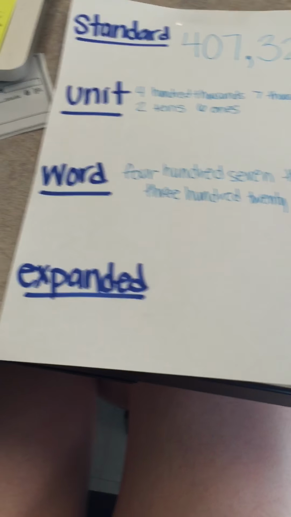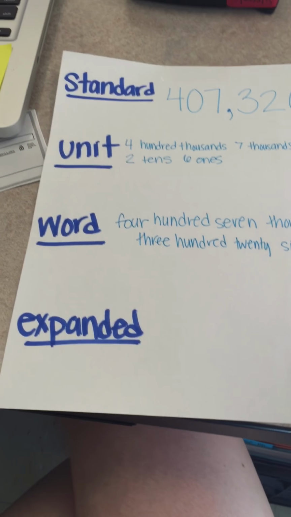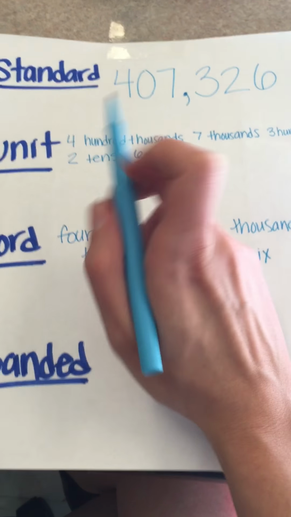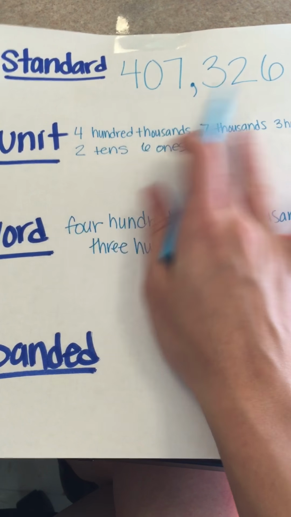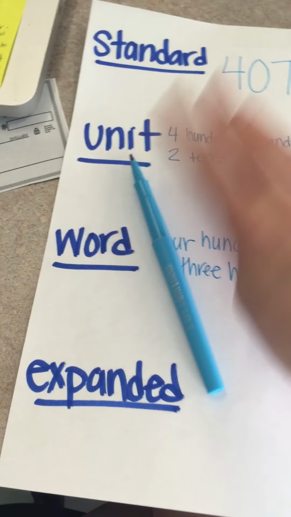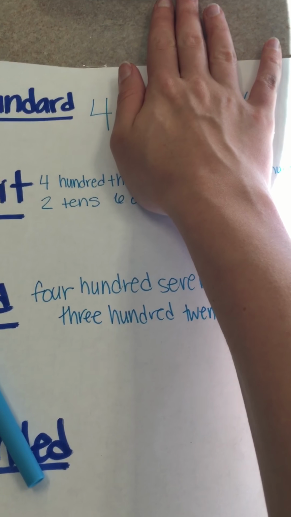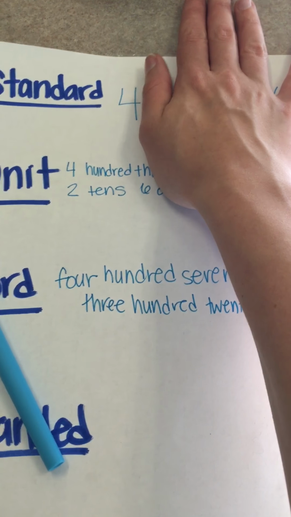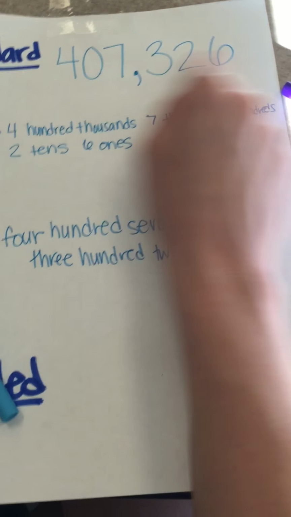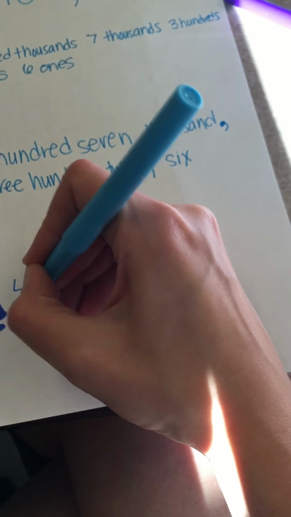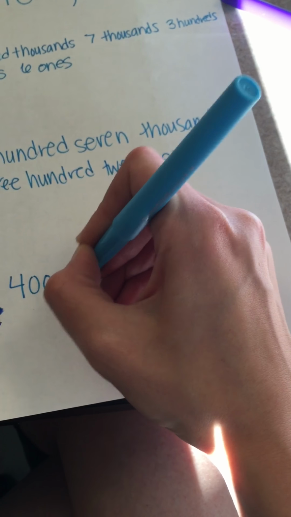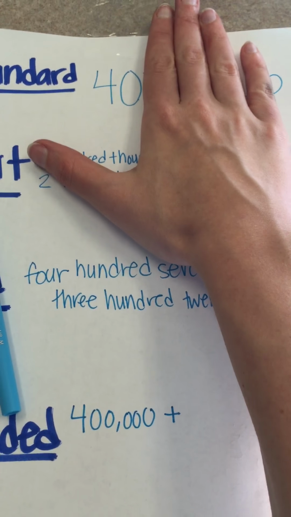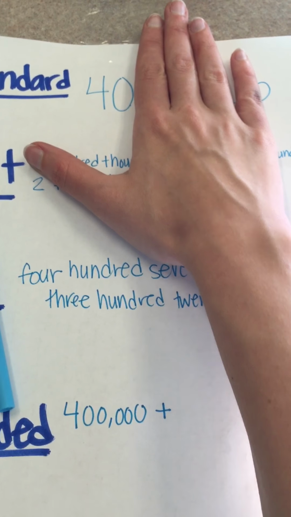Okay, welcome back. Let's talk about expanded. Expanded form is kind of connected to unit form. In expanded form, we write out the place value for everything. So start with our 100,000 place, 4. We have 400,000. So we're going to put the 4 for the 400,000, and then we're going to put zeros for everything else. 400,000 plus. We don't have a 10,000 spot, so we're not even going to put it in.